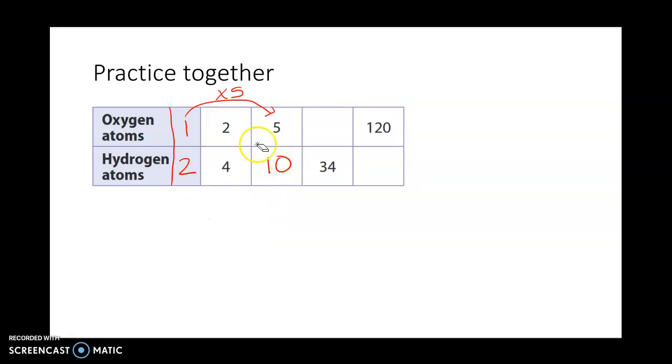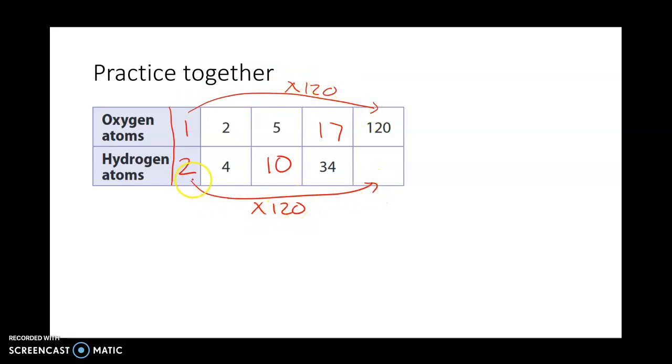Uh-oh. Now we got 34. How many times can 2 go into 34? Well, 2 goes into 3 once. And then 2 goes into 14 7 times. So it's going to be 17. So I got to do 1 times 17. 1 times 17 is 17. Now I got 120. And it's 1 times what gets me 120? You got it, 120. Do it to the bottom, times 120. 2 times 120 is 240. There we go, good job. Okay, we filled out the table.